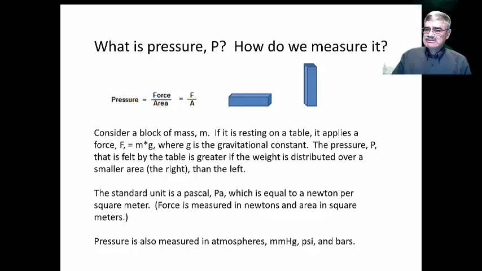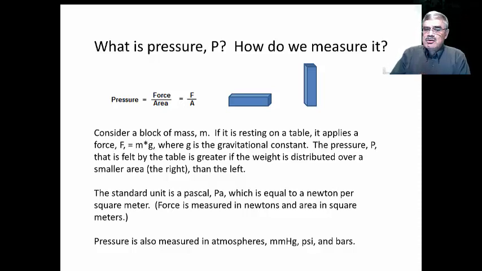Whereas in the second case, the same weight, the same force of gravity, the same mass, but because that weight is now distributed over a smaller area, the effect is that it would be applying a greater pressure to the table. So pressure is force per unit area.